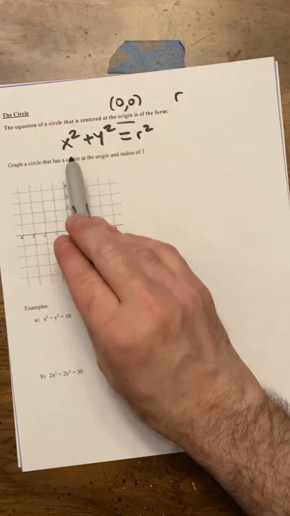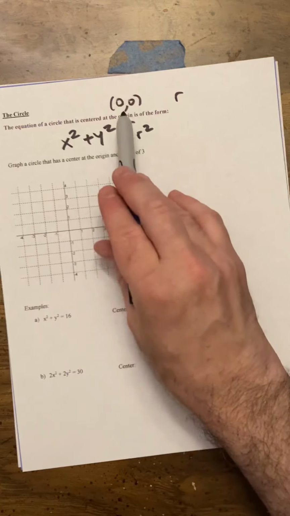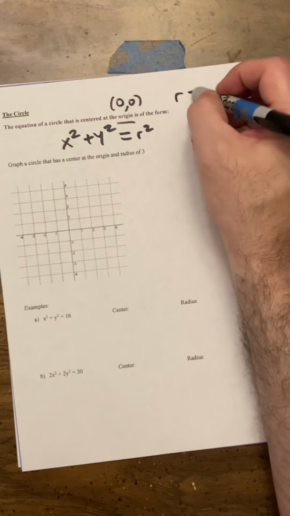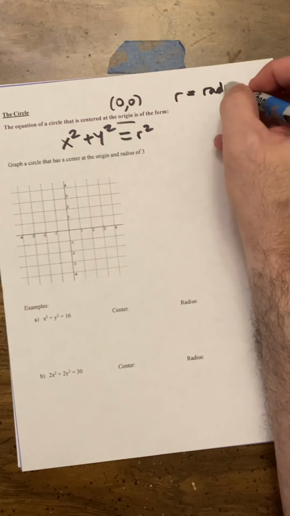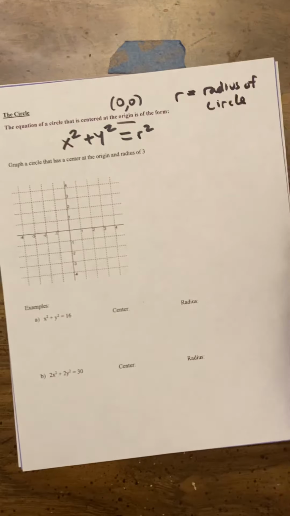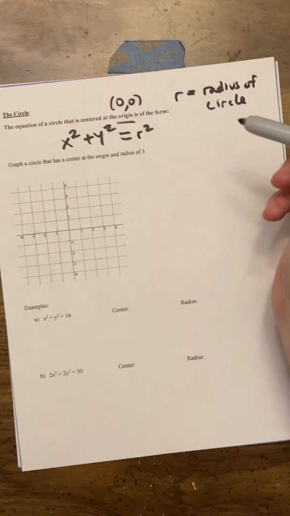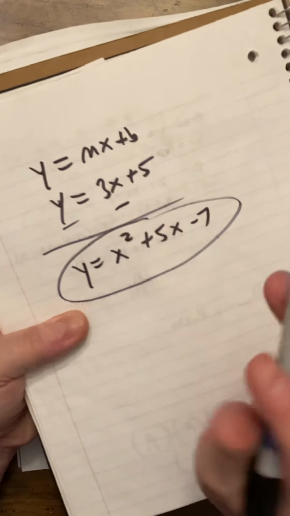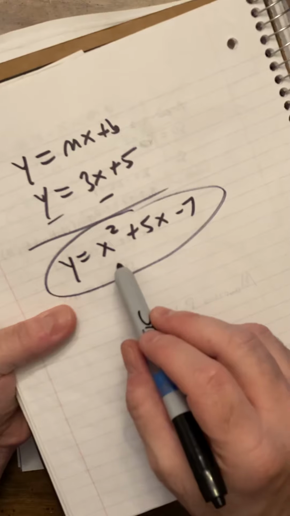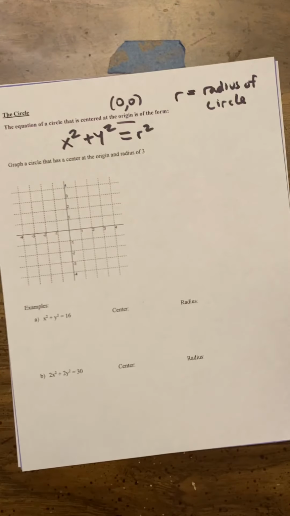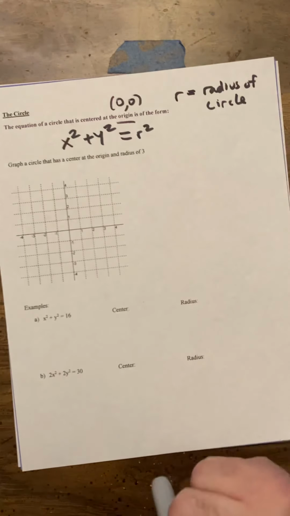I'll show you what happens over here if the center is not the origin. And this side is going to tell you the size of the circle. So the r represents the radius of the circle, okay? And this is what the equation looks like. Let's just compare it to the other equations. With the line, there was a y and an x, but no squares. With the parabola, there was a y and an x squared. And with a circle, it's going to be x squared and y squared.